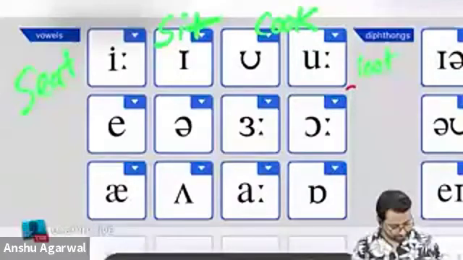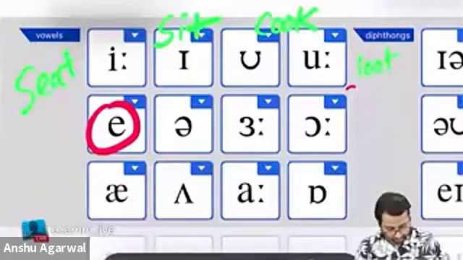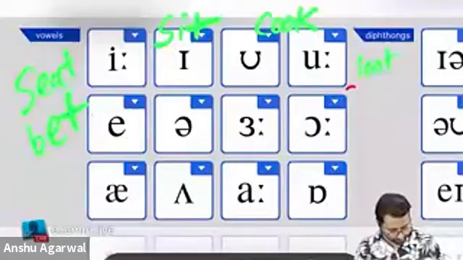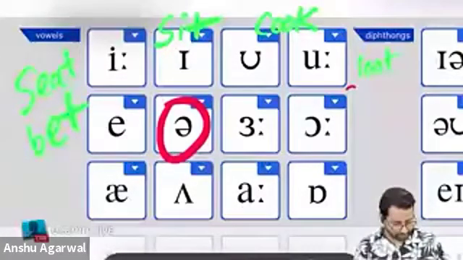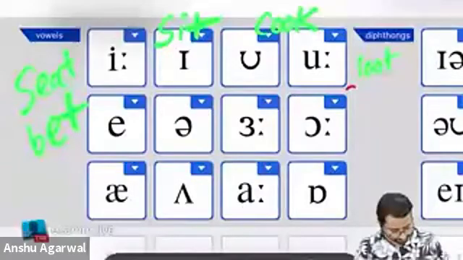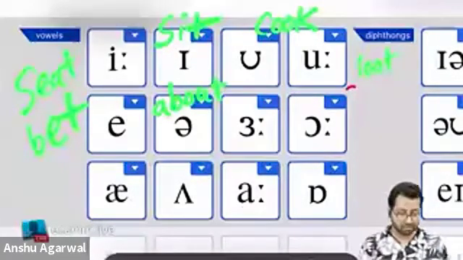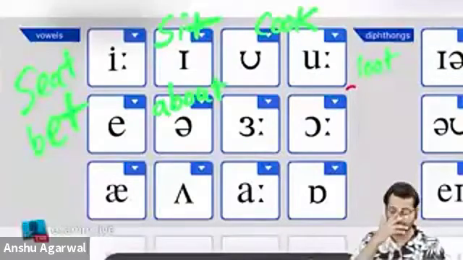Let's look at the next one. This is the eh sound. So the word would be like bet. The next one is the sound, just like about. About, the first sound of about. Above, correct, Gautam. Sachin, not act. Sound is not here, not yet.